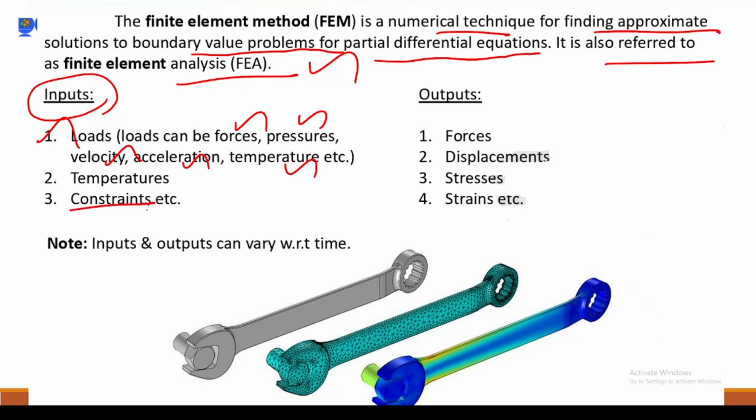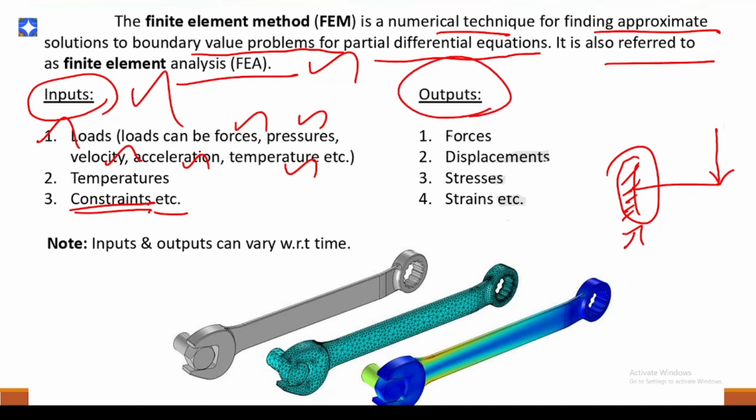And then constraints will generally be applied on the body. Let's say, for example, if you have a cantilever beam, you know that this one end has been completely fixed, which means all 6 degrees of freedom would have been arrested. Okay, so that is called a constraint. Constraints will also be applied. And on the other end, suppose you are applying a load, that would also be given as an input.